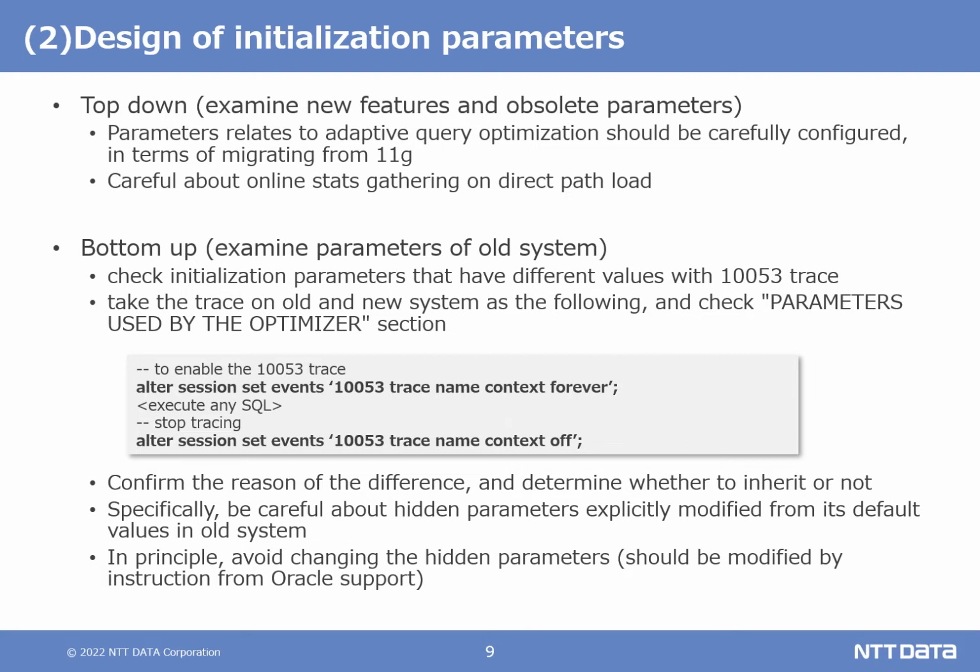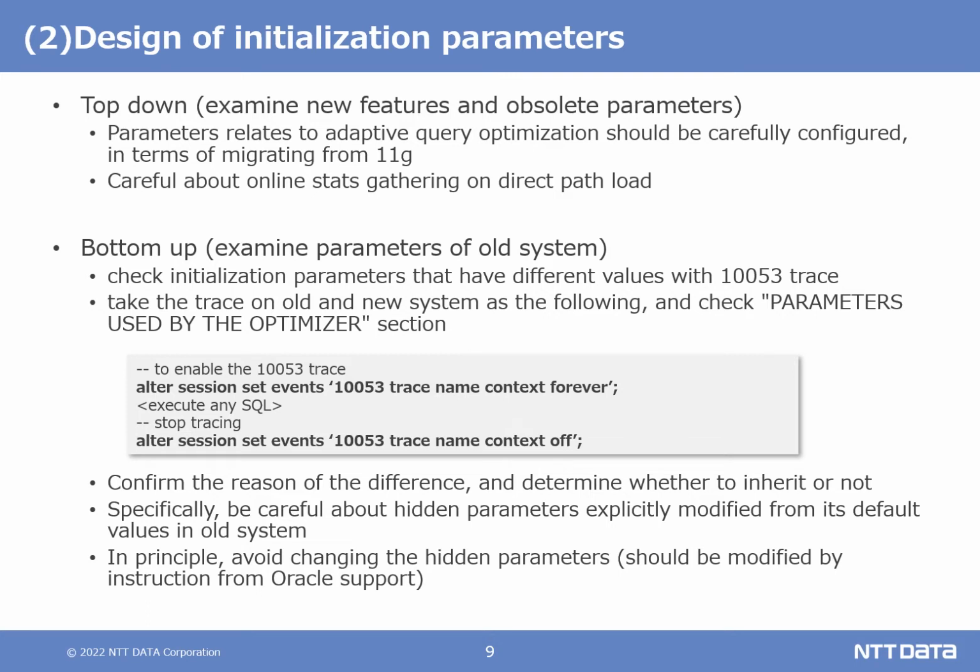Also, mind that in 19C, online stats gathering on direct path load is enabled by default. Although it's a useful feature for data warehouse, it requires extra time to gather statistics, so we had to disable it.